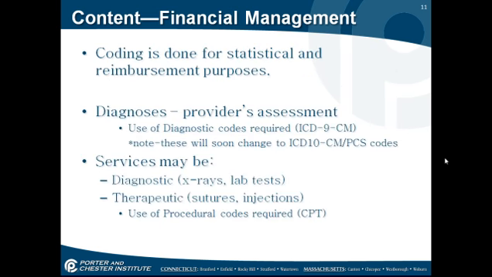Coding, ICD-9 and CPT coding, are done for statistical purposes as well as reimbursement purposes. So ICD-9 or diagnostic codes are in place so that we can track the likelihood of diseases in certain areas, how often a disease has been diagnosed, and so forth and so on. These codes are definitely required in order for us to get reimbursement, and these ICD-9 codes will soon be changing to ICD-10 codes.